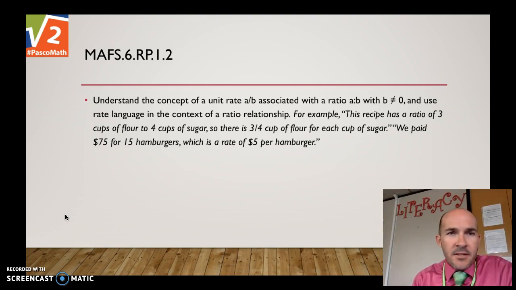6.RP.1.2 says, understand the concept of a unit rate, A divided by B, associated with a ratio, A to B, with B not equal to 0, and use rate language in the context of a ratio relationship. For example, the recipe has a ratio of 3 cups of flour to 4 cups of sugar, so there is 3/4 cup of flour for each cup of sugar. Another example in the standard is we paid $75 for 15 hamburgers, which is at a rate of $5 per burger, per one burger.